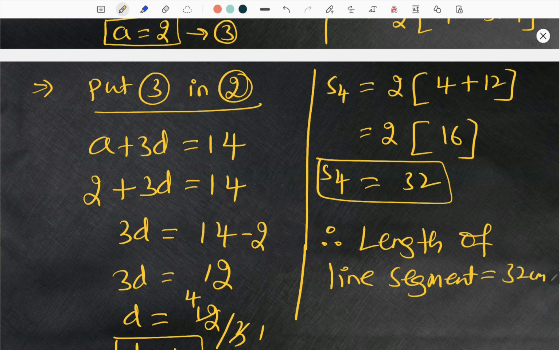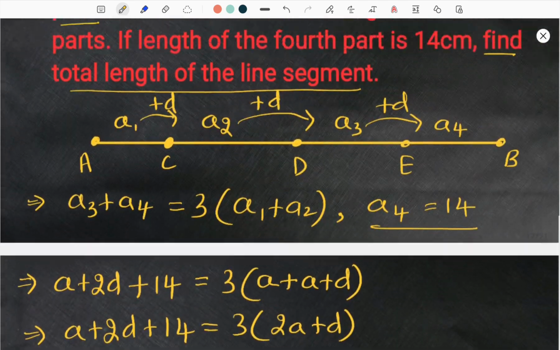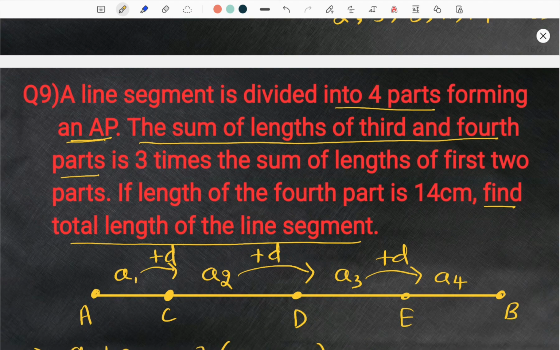Alright, I hope the concept is quite clear. If you did not understand this last problem, then watch it one more time so that you get it.